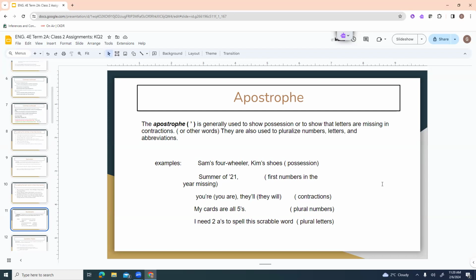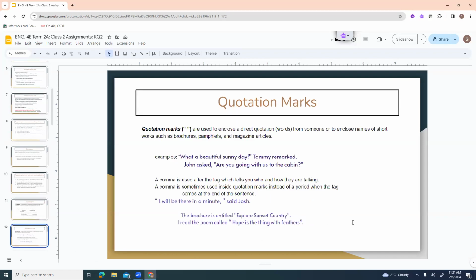I need two A's to spell this Scrabble word. Now, here's another one. If I just wrote AS, it sounds like it's the word as. So that apostrophe S is showing you, nope, here's your A's, and I'm adding the S to that to make it plural. Again, that's an unusual one, but it does come up every now and again.